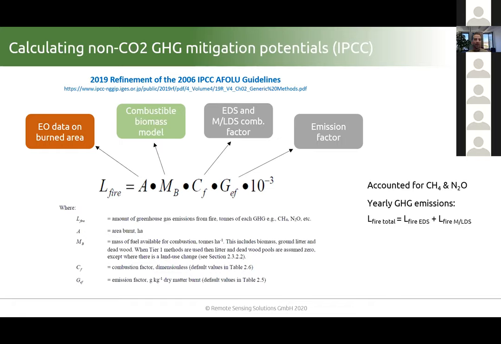So for the factor A, which is the burned area, we are using the Earth observation data of burned areas from MODIS. And then for MB, which is the mass of fuel available for combustion, we are using the fuel load maps. Usually you can use default values from the tables IPCC is providing, but with having a Cerrado specific combustible biomass model using the fuel load maps, we can even have higher tier levels, maybe going to tier two or tier three. So we have up-to-date information about available combustible biomass per pixel at 30 meter spatial resolution.